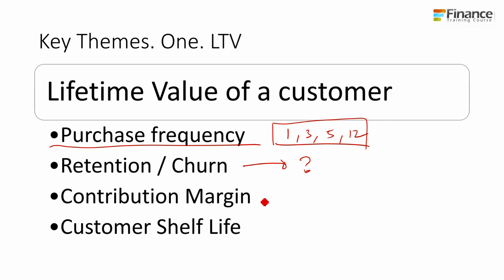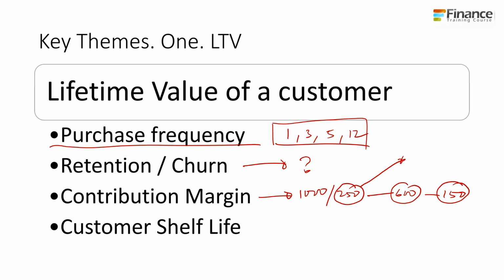The third piece is contribution margin. So contribution margin is, I've sold a product for, let's say, 1,000 rupees. And of that 1,000 rupees, about 250 rupees, since I sell it through a channel, is my channel commission. So this goes out on the sales side. And then about 600 rupees is my cost. So that's about 850. And about 150 is my profit, right? So contribution margin is the margin that I have available to cover my fixed cost.